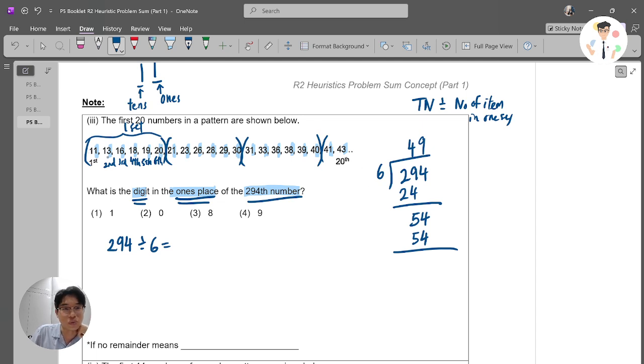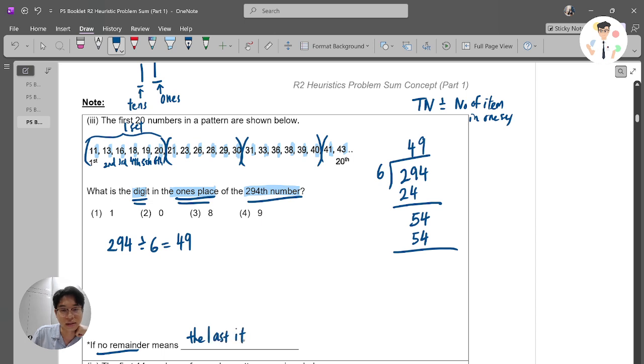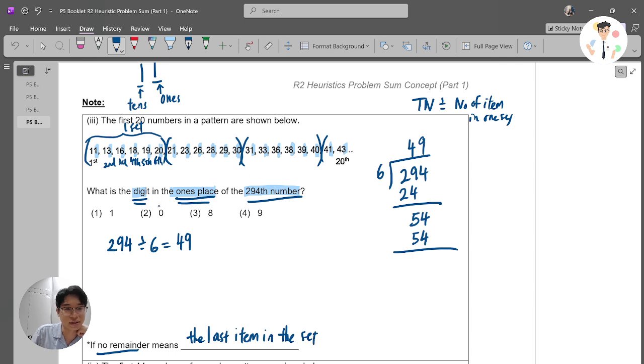In this case, it will be the 1, 2, 3, 4, 5, 6. And number 6 is what? The last digit. It's 0. That's why, again, no remainder means it's the last item in the set. In this case, the answer is option number 2, because the last one is 0. Okay, I hope you get it. Okay, so the key idea here is what?